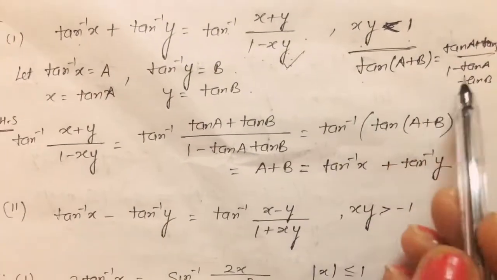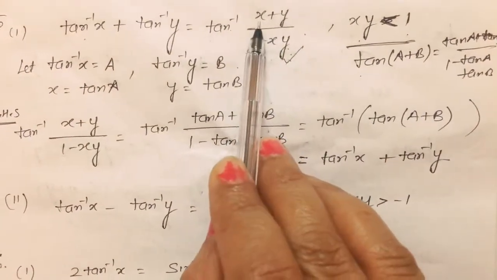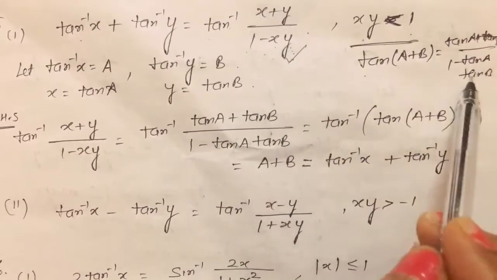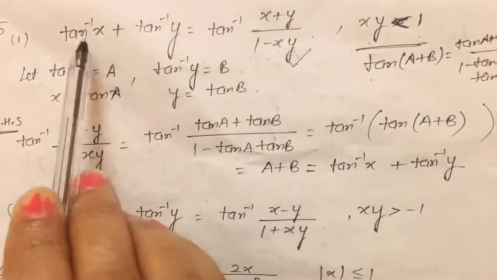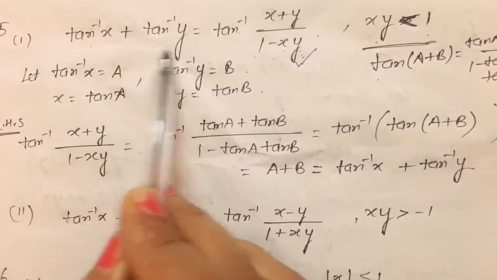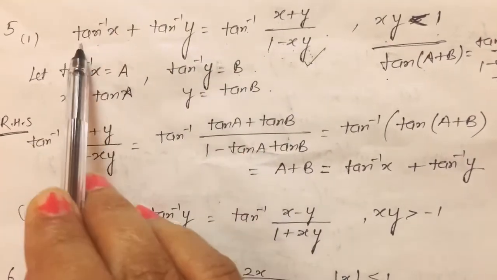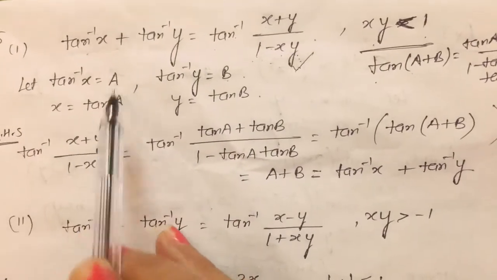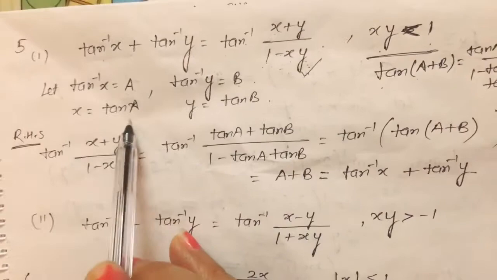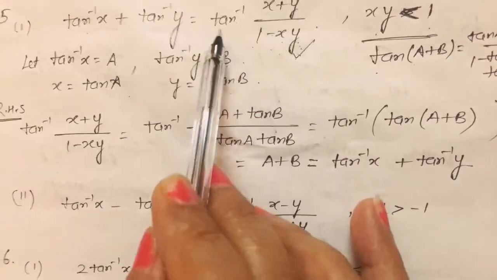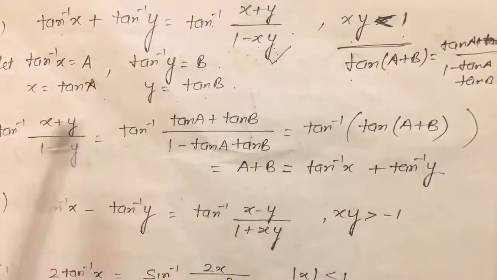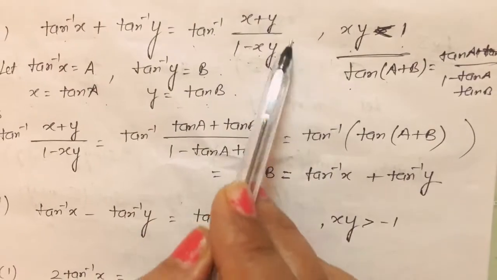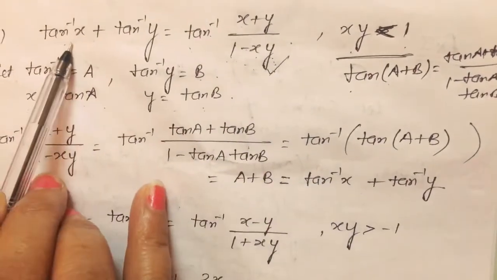So tangent of a plus b. Look, is this the same as this or not? If x is equal to tangent a and y is equal to tangent b, then 1 minus tangent a tangent b, so that is the same as this. So I am taking tangent inverse x as a and tangent inverse y as b, then x will be tangent a and y will be tangent b, and I am putting that in the right-hand side. Putting x equal to tangent a and y equal to tangent b in the right-hand side, we will show this is equal to the left-hand side.